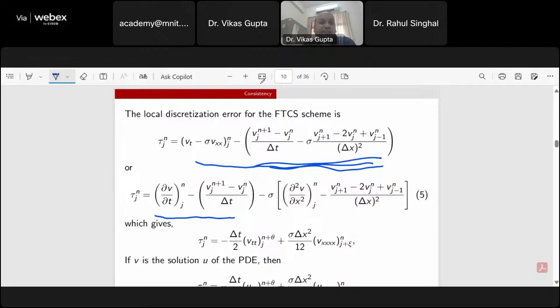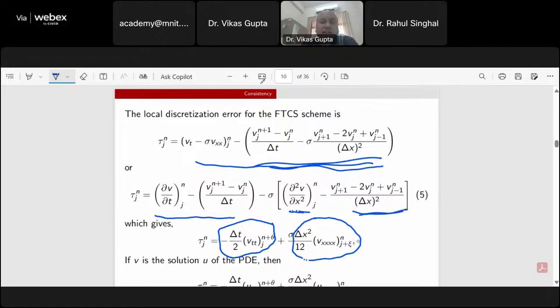Now we already know that V is a continuous function. So the difference between them will be equal to the corresponding truncation error term in the approximation of the derivative term. Similarly, delta x square upon 12 times the fourth derivative of V at the j, n-th point is the truncation error corresponding to the discretization of this double derivative term.